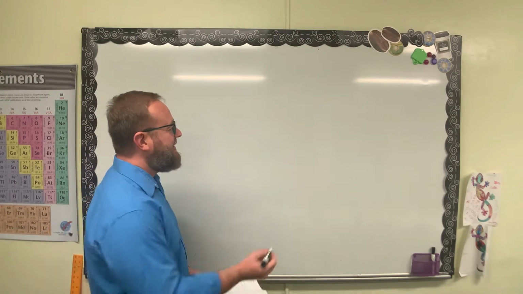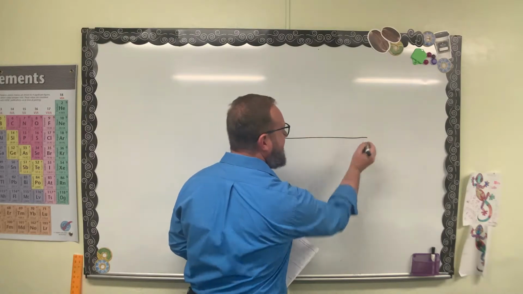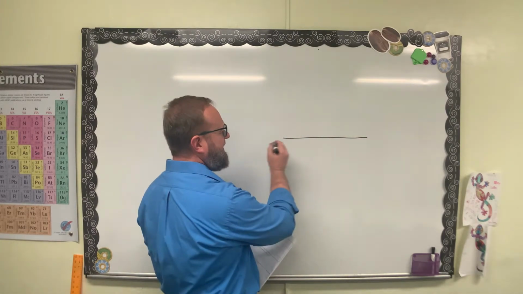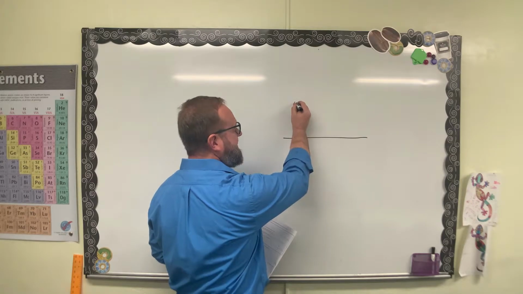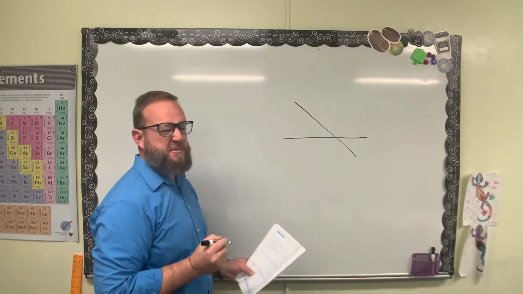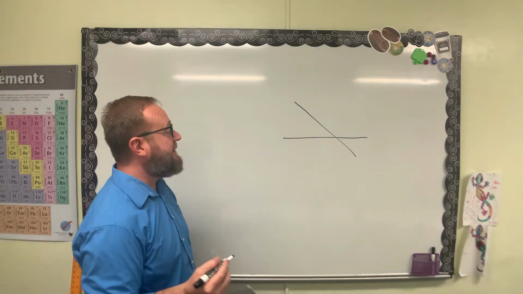So if we left out any of those steps, Hannah, if I had a line and I had a line that intersected it, is that perpendicular? No. It's not perpendicular. It's intersecting.